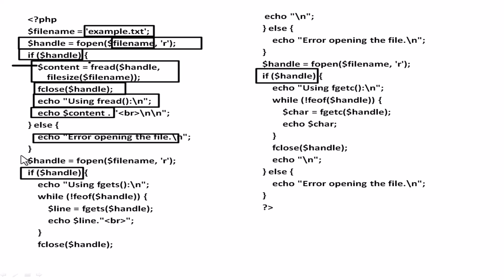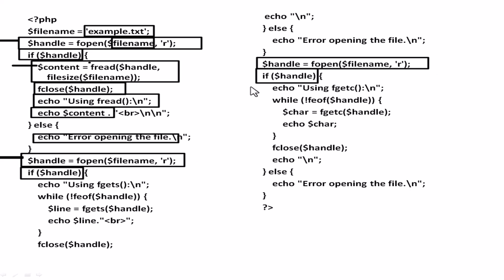Next, again you are going to declare another handle for fopen. Because we are using different functions, fopen, fread, fgets and fgetc, we declare the handle three times.